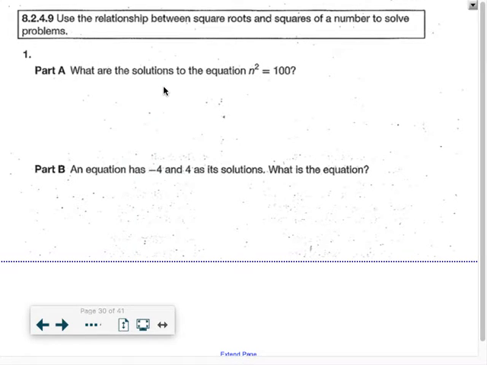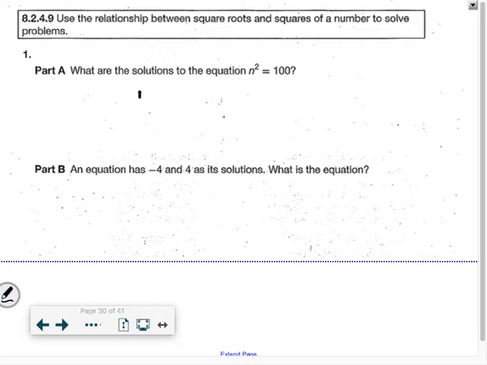Benchmark 8249. Use the relationship between square roots and squares of a number to solve problems. Number 1, Part A. What are the solutions to the equation n squared equals 100?